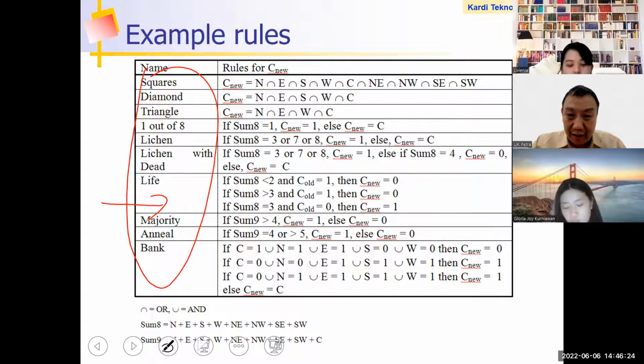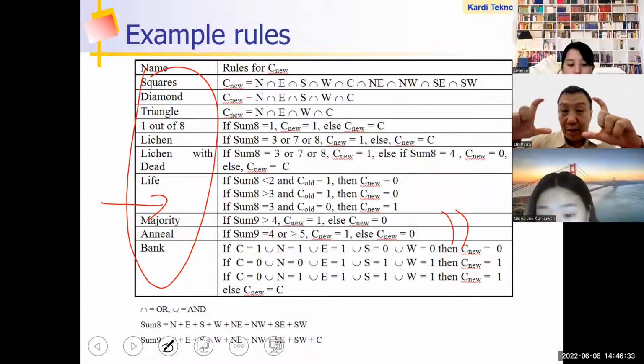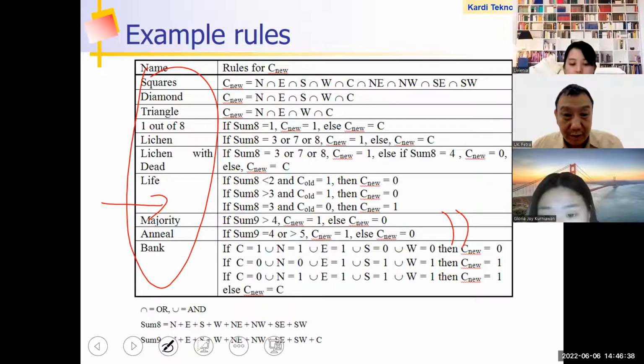Okay, let's try majority and anil because this is the simplest one. What is this? Sum 8 means the sum of the 8 neighbors. Sum 9 means the kernel, 3 by 3. What else? C means center.